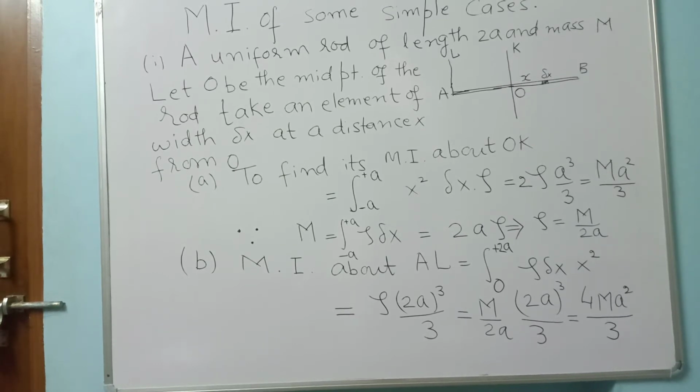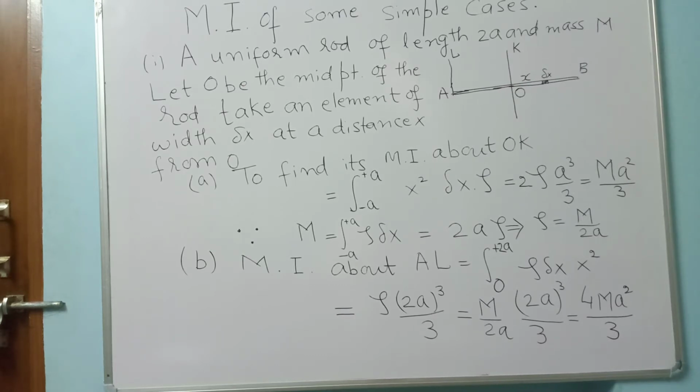So let us do the next case. That is today's lecture. I will consider some simple cases, very simple cases of 1 dimension, 2 dimension and 3 dimension. So the most simple case you can consider is the case of a uniform rod. This is the case of 1 dimension. We have a uniform rod whose length is 2a and whose mass is m. This is given to you.